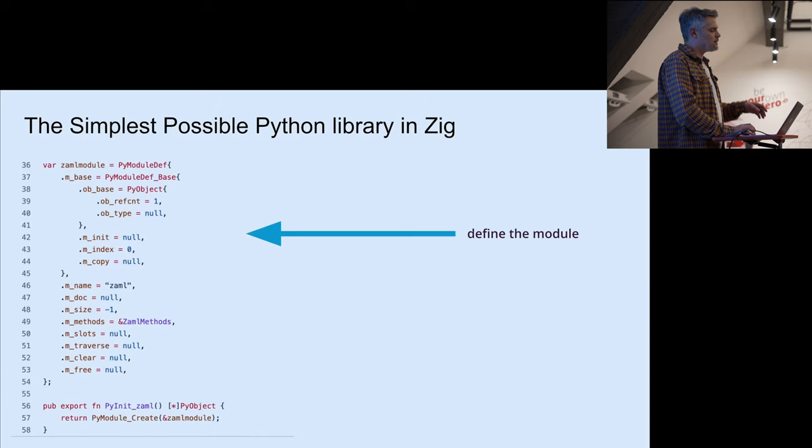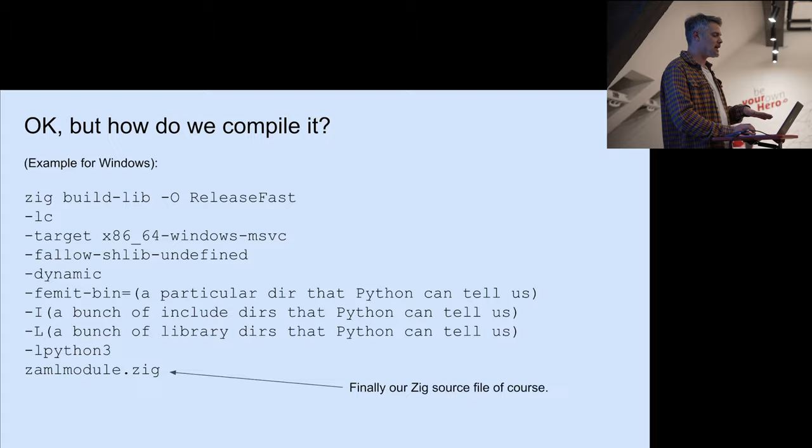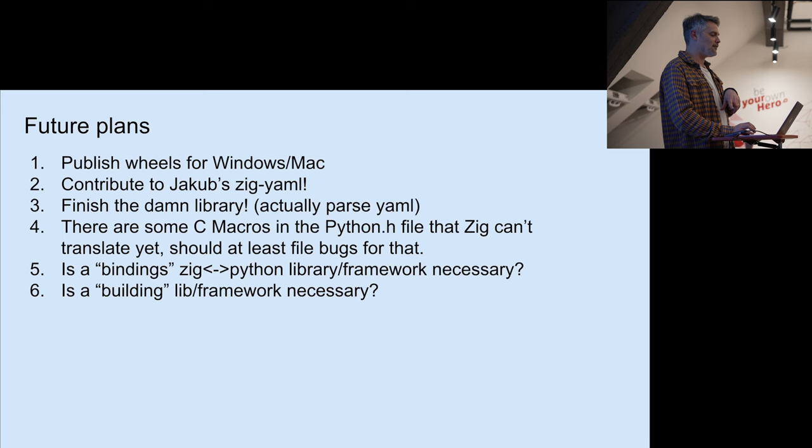One thing I didn't, just to briefly touch on: there are some macros. Methnoargs is a macro on line 25, which in this case Zig does understand. But there are other macros in the Python C API which at the moment Zig can't translate. And so to work around that, I've inlined my human understanding of the macro. But it would be cool to highlight all of those upstream to Zig and say that this macro should be understandable, but I need to get around to that.